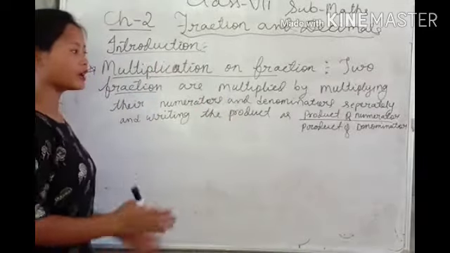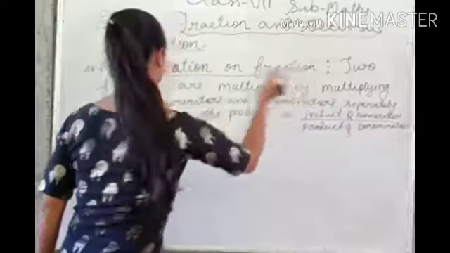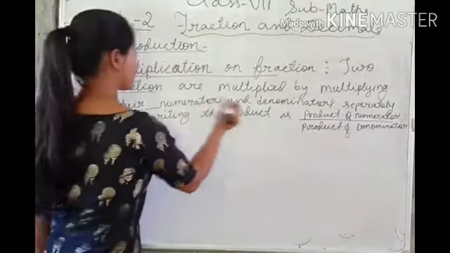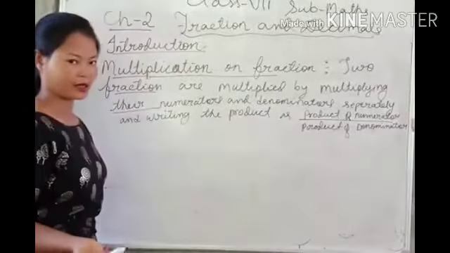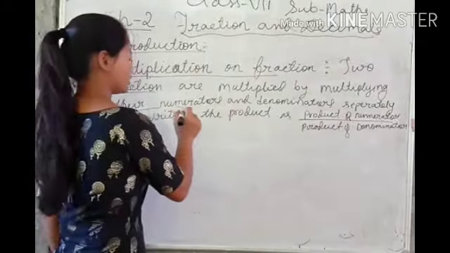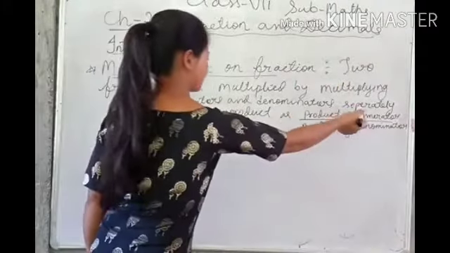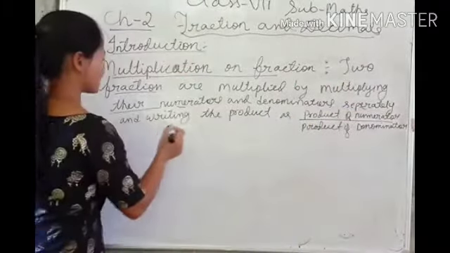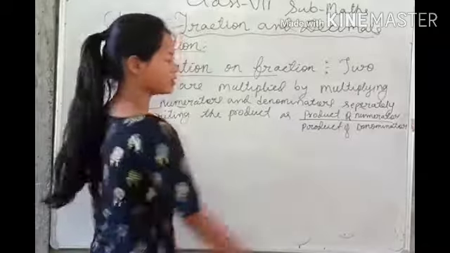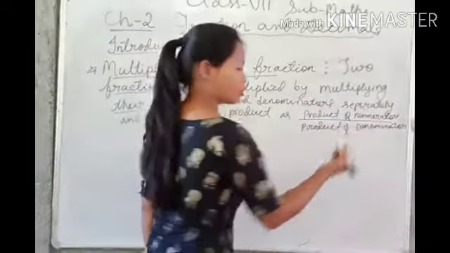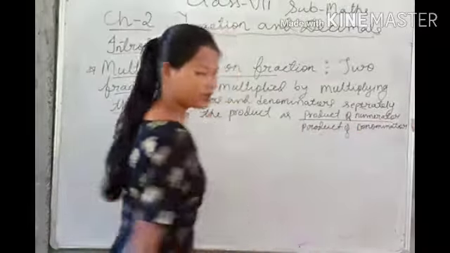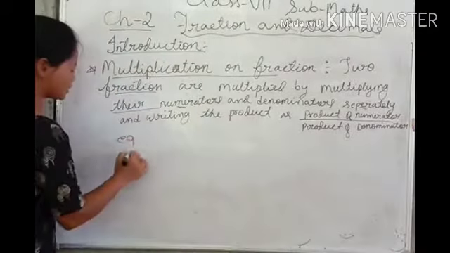Okay, two fractions get multiplied by multiplying their numerators and denominators separately, and writing the product as the product of the numerators upon the product of the denominators. So I will explain with an example.